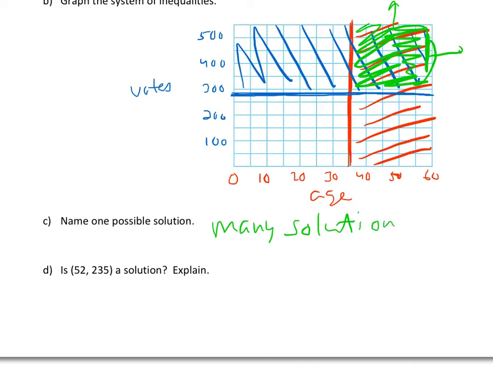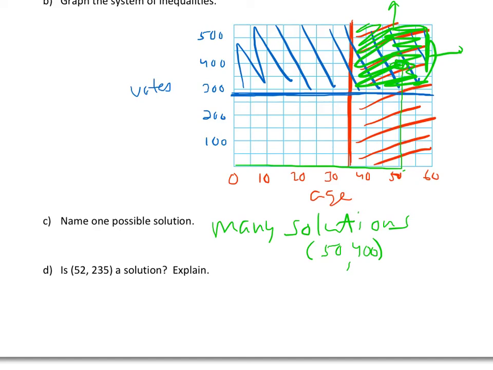Infinite actually, but an example of one would be, let's try 50 years old, and so 50 would take you to here, and then up to, let's put it right in the middle, right about there, 400. So that represents a coordinate that works for both inequalities. So a candidate that is 50 and gets over 400 votes with the electoral, that gives them the presidency.